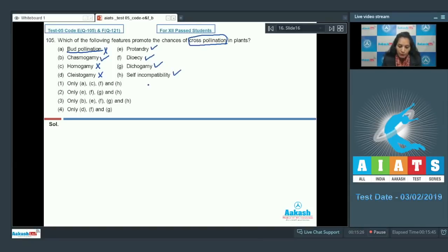So the features which can promote the chances of cross-pollination are B, E, F, G and H. By analyzing the options, you can say the correct option for the given question is option number 3. Let's move on to the next question.